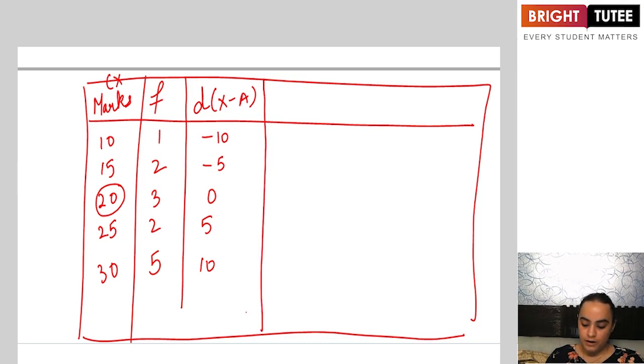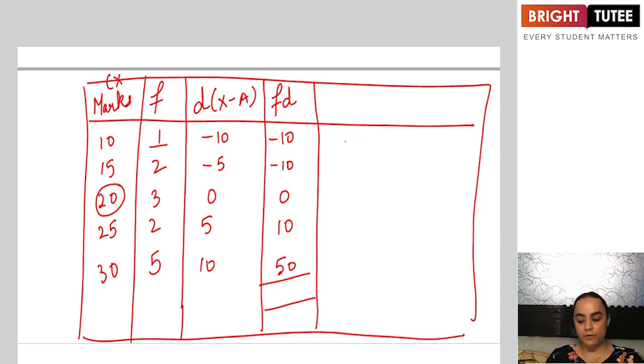According to the formula, what is the next thing that I need? That is F into D. Correct? Now let's calculate that. So F 1 into minus 10 is minus 10. 5 into minus 10. 3 into 0 is 0. 10 and 50. I need the sum of assumed mean because that is what my formula was.